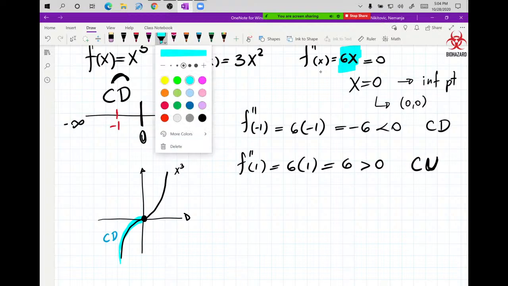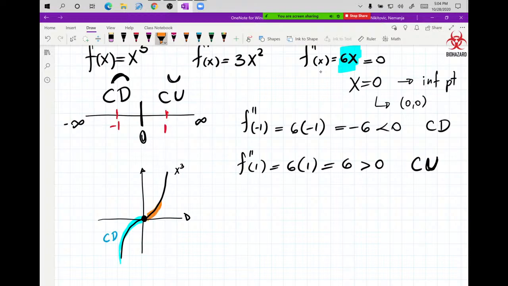And now let's use, I guess, yellow or orange. This part over here is concave up, because you can have this shape and that holds the water. So we see that these parts, the concave down and concave up, switch at our 0, 0 inflection point, IP.